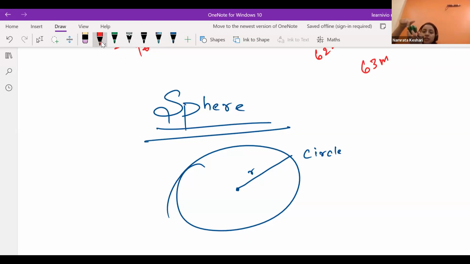I'll just keep on covering, keep on covering. Once it is completely covered with thread, okay, now whatever thread I have used over here, I'll take it out from it. And the same thread I'm going to use to cover the circle.